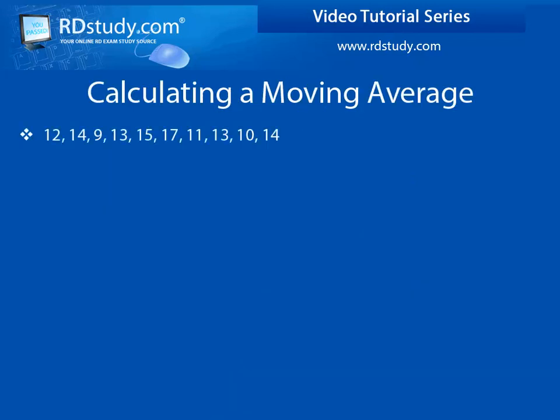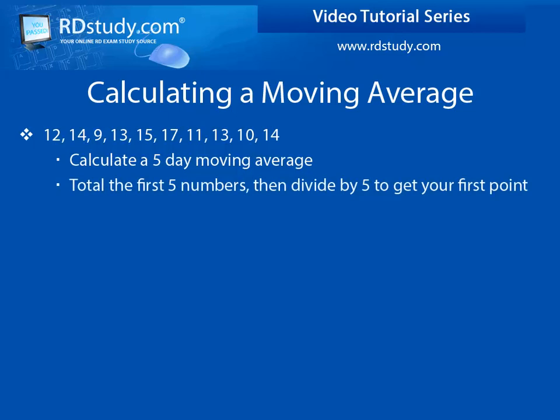The following data set represents the series of numbers that we will use to explain how to calculate a simple 5-day moving average, starting with the first point on the left and add it to the next 4 numbers in the sequence. Looking, we have 12 plus 14 plus 9 plus 13 plus 15, and the result is 63. Now divide this by 5 to get the average or the mean of those 5 numbers. So 63 divided by 5 equals 12.6.